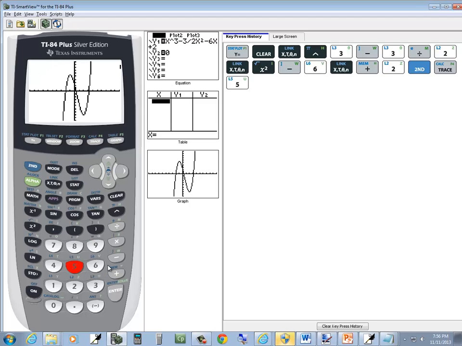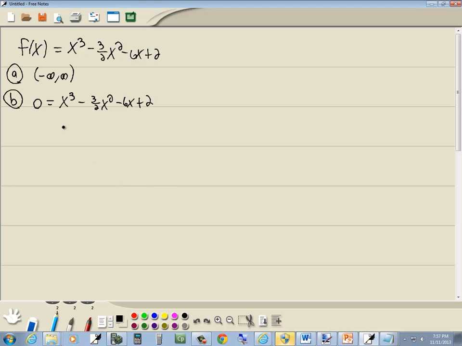Looks like -2, I don't know. Let's try -2 first. Enter on first curve, enter on second curve, and put -2 in for the guess. Now you have to have 0 on y2 for you to do that. So we get x is equal to -2.